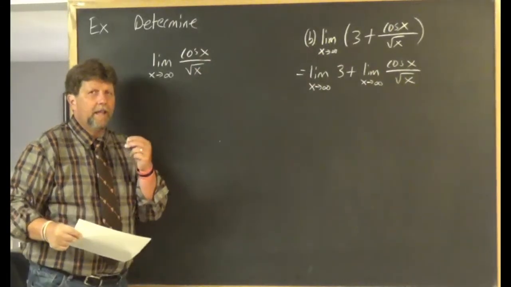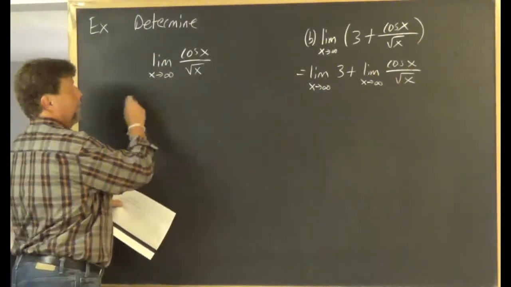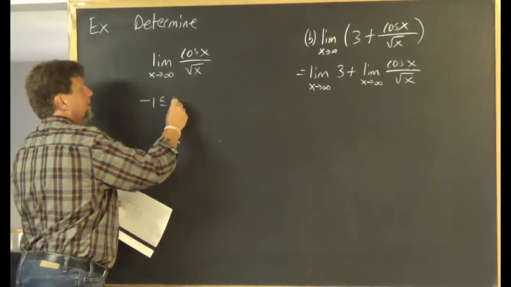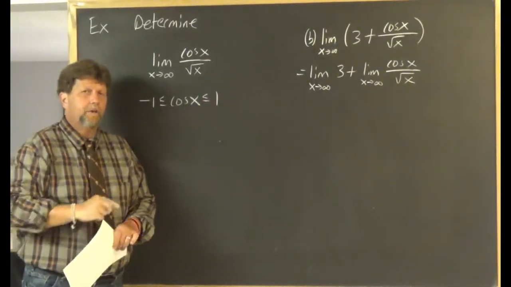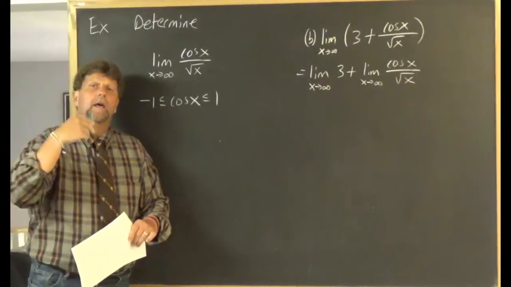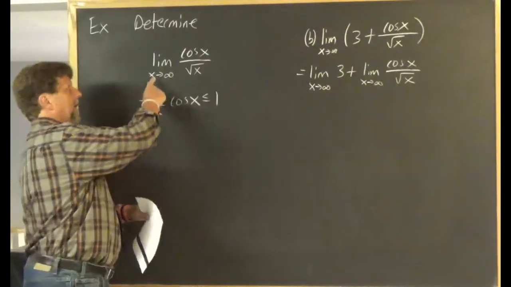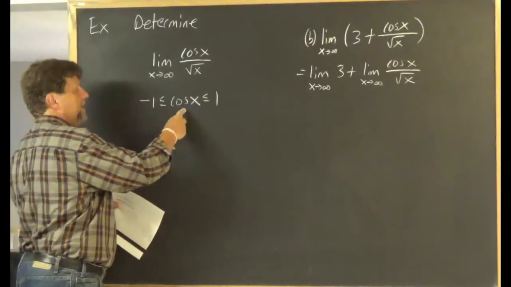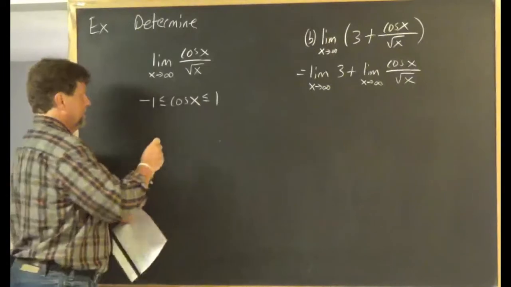Okay, so in trying to analyze that piece, we know that cosine x is trapped between -1 and 1. We know for all values of x, cosine's between -1 and 1. As long as x is not 0, and x is heading off to infinity, so I would be well past 0, I can divide each piece of that compound inequality by the square root of x.